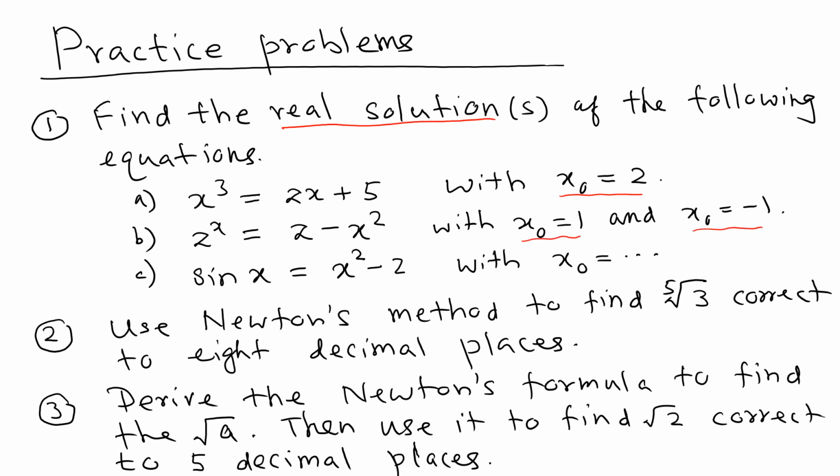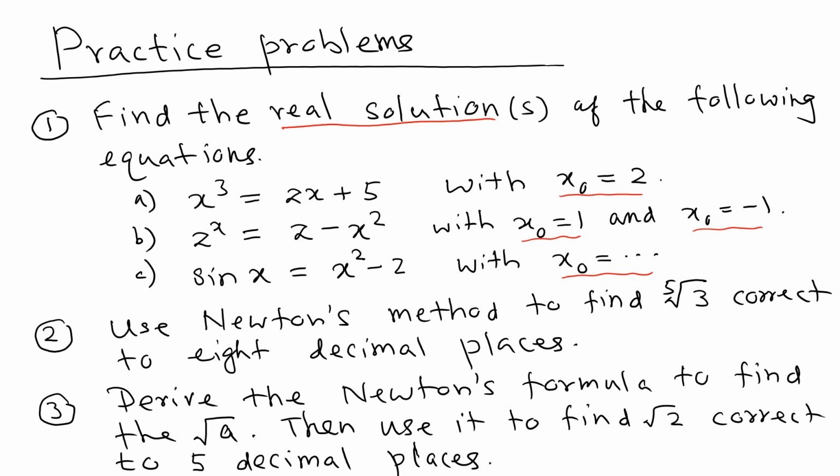Maybe some of them don't work. And then sin x equals x squared minus 2. I'm going to let you figure out what may be a good one. So the good idea would be to graph it. Just try to bring all the terms to one side and graph, and then you can figure out what may be a good initial guess.